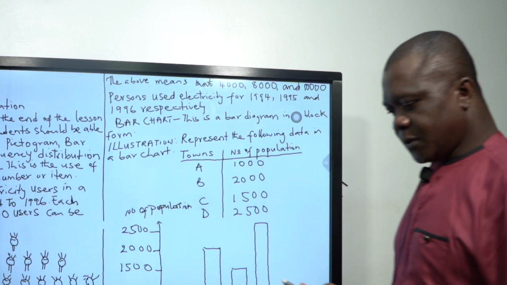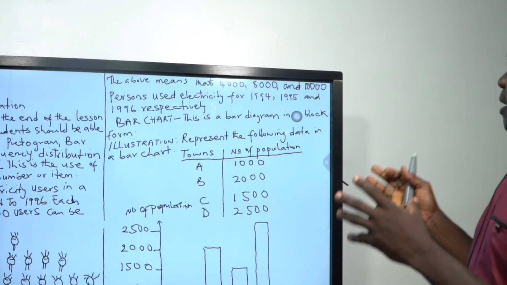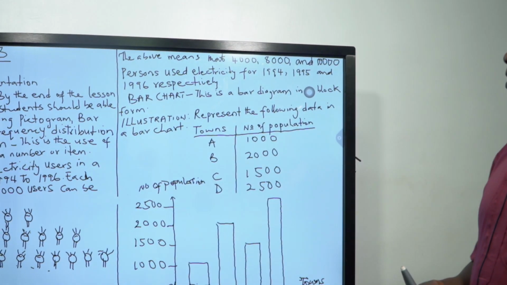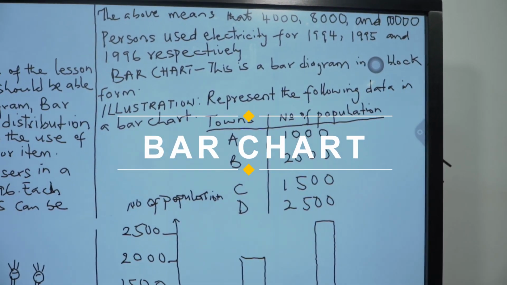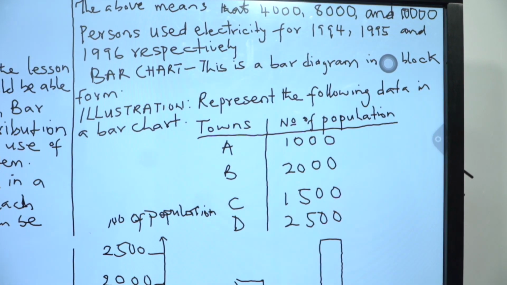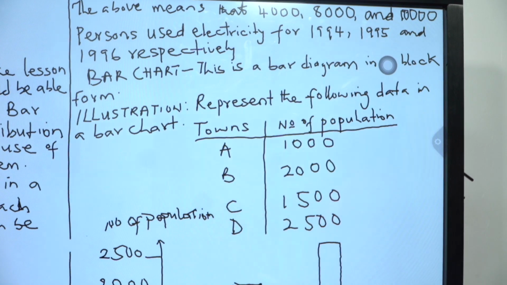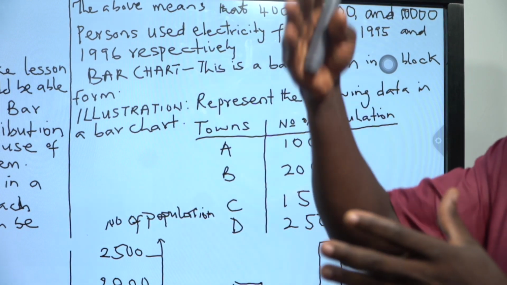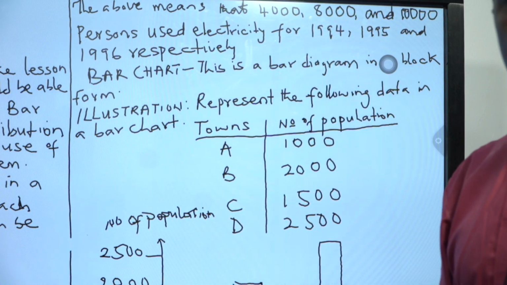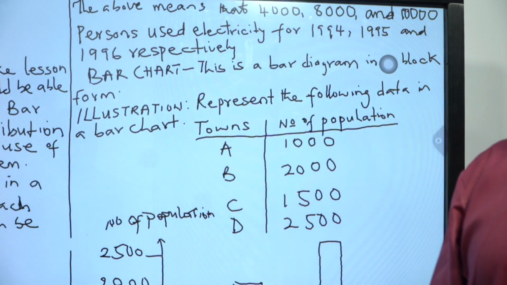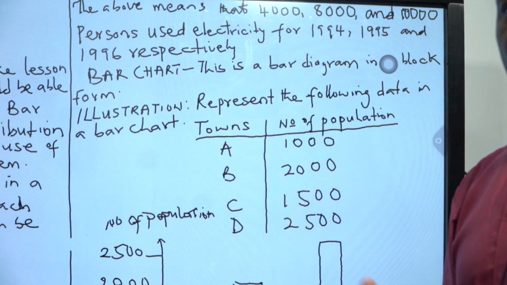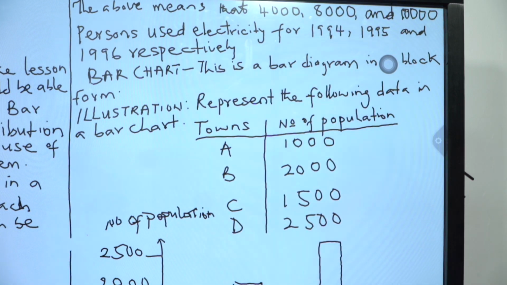So, having said that, another way of presenting data in statistics is the bar chart, which is a bar diagram in block form. In some textbooks, they will tell you that it is a rectangular bar. Rectangular in the sense that the bar you are going to draw will look like a rectangle. And we know that a rectangle has a shape that has 2 sides equal. The width will be equal, while the length will be equal.